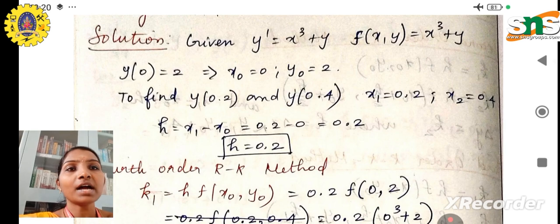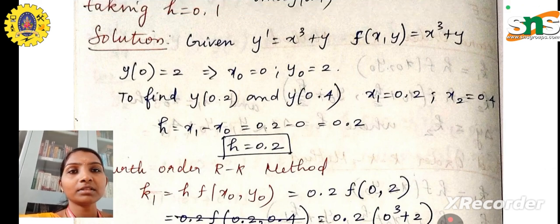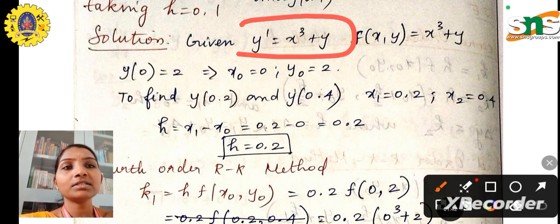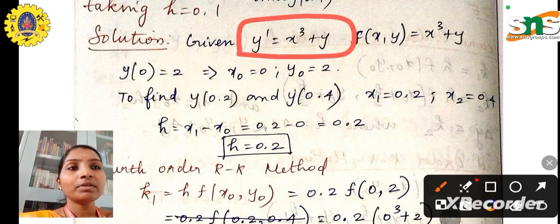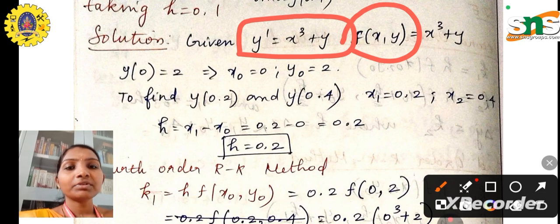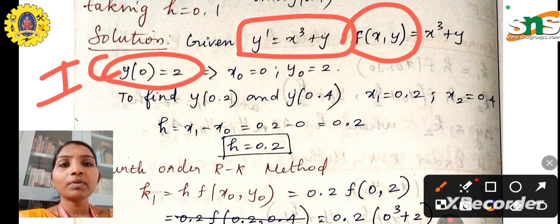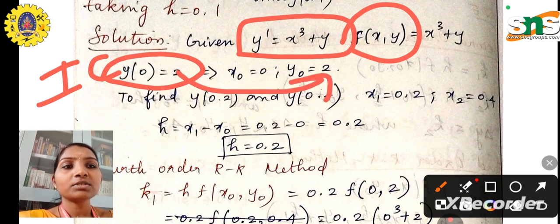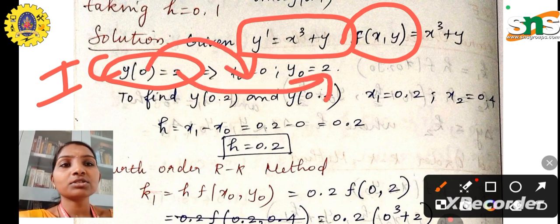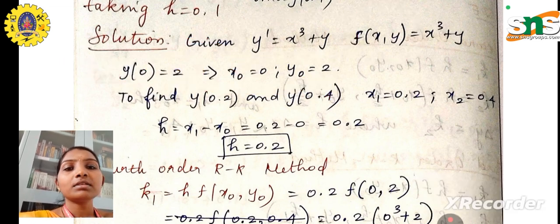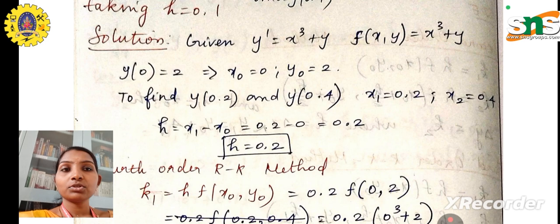To start with the solution for the fourth order Runge Kutta method, we start by writing the given. Given y dash is equal to x cube plus y. So we take f of x comma y, the ordinary differential equation, as x cube plus y. And you are given the initial condition y of 0 is equal to 2. The value is taken as y naught and the bracket is taken as x naught. This is how we fix the initial condition for the fourth order Runge Kutta method.